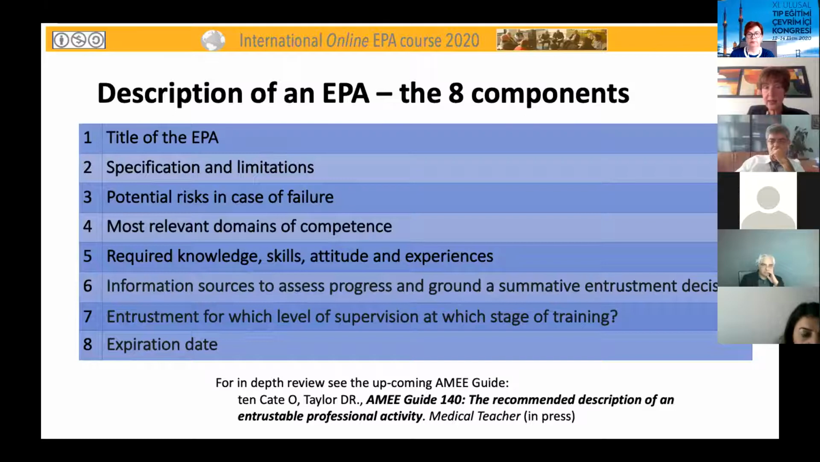Now, I only have one slide on the description of an EPA, where we define 8 components, and I don't have the time to go into it. So I would like to refer you to the AMEE guide 140. It's already in press. And here you can read all about how you describe an EPA. To give you an indication, for internal medicine in the Netherlands, the description of one EPA is about 2 to 3 pages. I already told you, we have 25 different EPAs. So we have tried to have a concise description of the standards of an internist in the Netherlands by not too many pages, I would say.